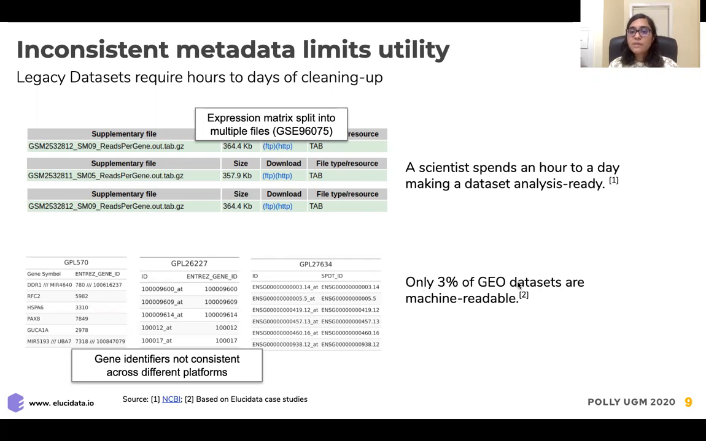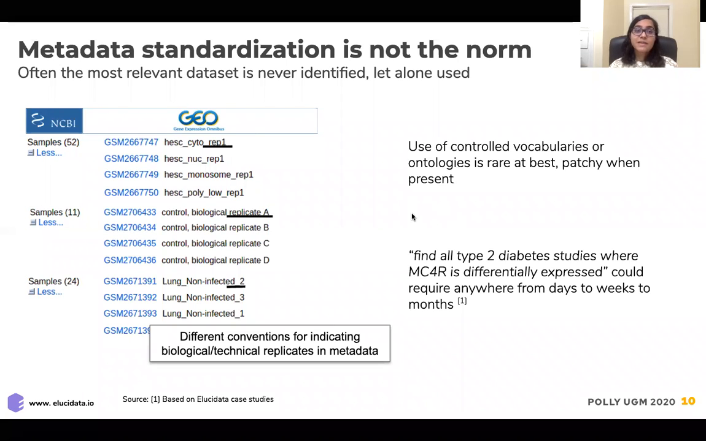And only 3% of data sets in Gene Expression Omnibus, which contains approximately 60 to 70,000 data sets, are machine readable. So if you actually want to build machine learning models on top of the data, the work that you would require to clean up this data will just shoot up exponentially. In addition, metadata is often not standardized. Metadata standardization is actually not the norm, it's the exception.